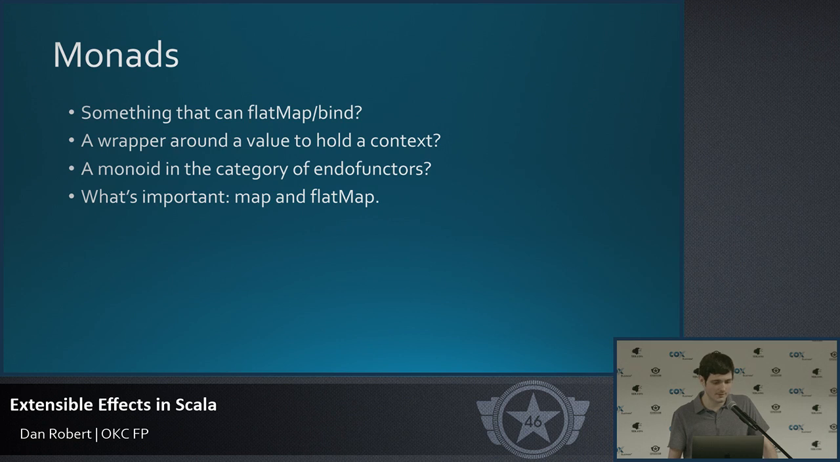A monoid in the category of endofunctors is probably the least useful definition for a monad, but you'll hear that referenced in category theory. But what's important here is map and flat map. Mainly flat map, because that's actually what is used to define the monad.